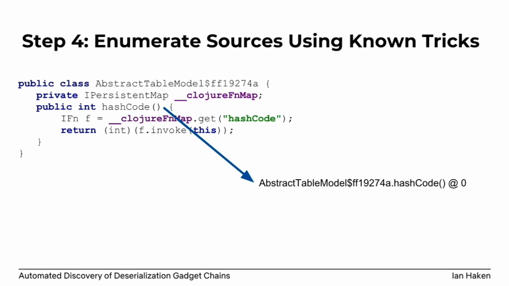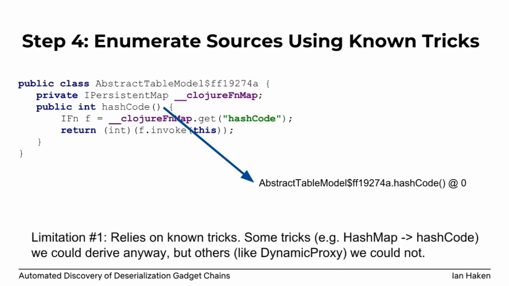So this is one of the other limitations of this analysis, that it relies on some known tricks. Now, the hash map wrapping with its matching method and calling hash code, we'd actually be able to derive from those method invocations in the previous step.